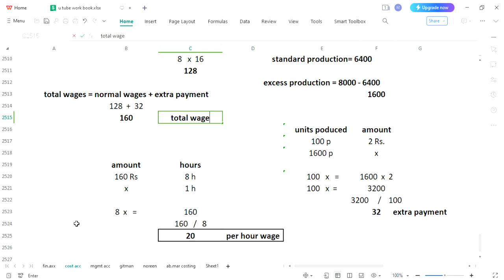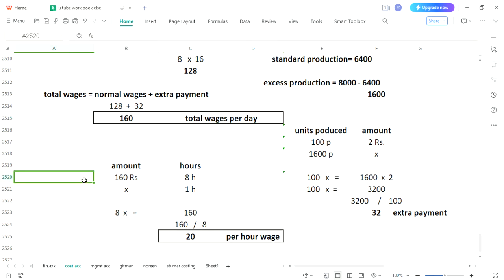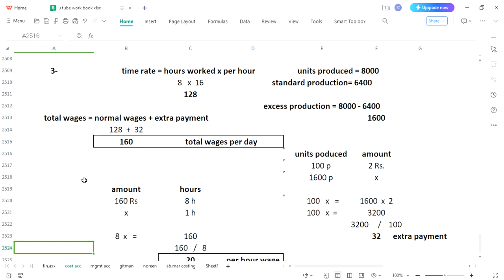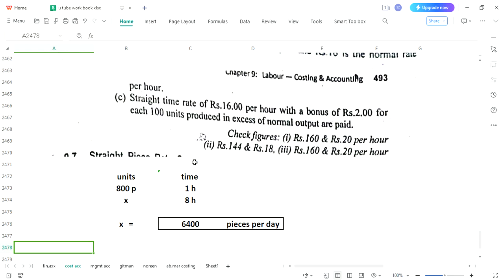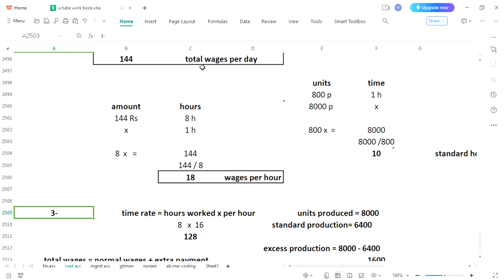And here you have calculated total wages per day. Let's put it together. I'm hopeful all parts we have calculated. We will review whether there is anything else left in the question. Okay, this was your third part. In the third part, two answers, 160 and 20. It means our third part is also completed. We are marking it as done.